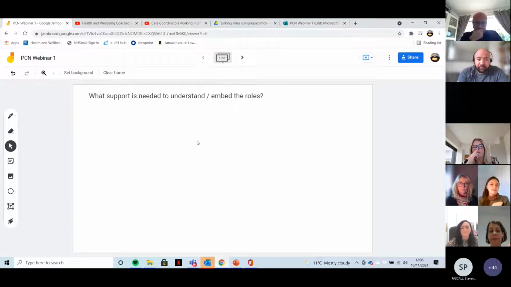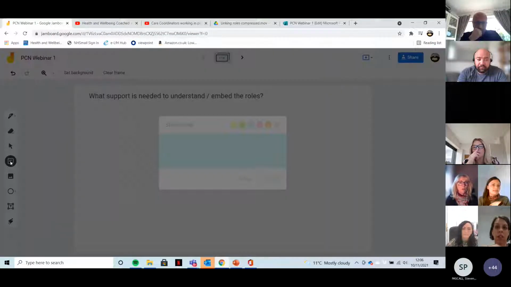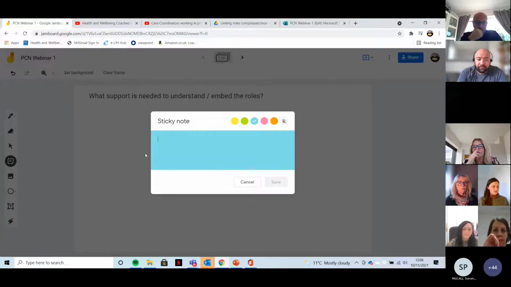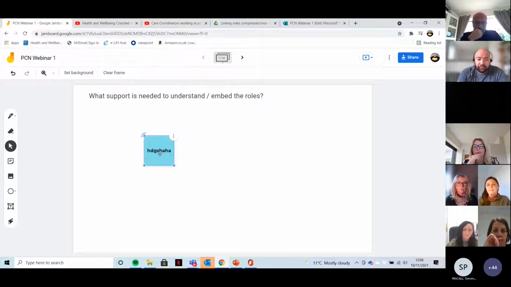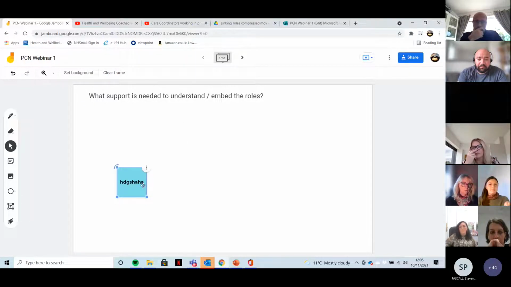The way to do that is to take your cursor over to the left, click on a post-it note like that, pop in your response, whatever that may be, click save and it'll appear on the screen. Then you can move it around. It's helpful to move it because sometimes they stack up on top of each other and we can't see all the responses. Things to say about the Jamboard are that it's totally anonymous.